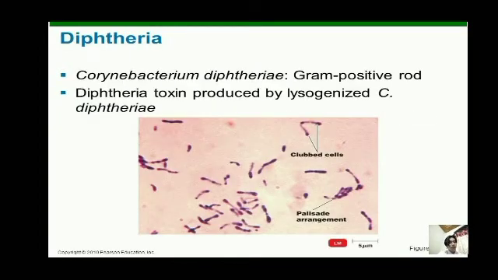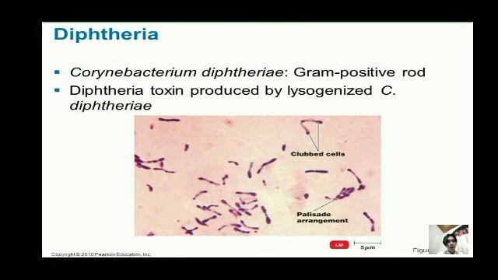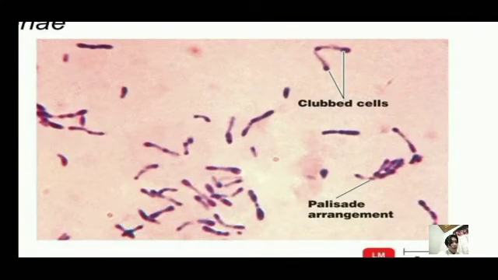And then the next one is diphtheria, caused by Corynebacterium diphtheriae, a gram-positive rod. Diphtheria toxin is produced by lysogenized Corynebacterium diphtheriae. So here is the microscopic view of Corynebacterium diphtheriae. The organisms can be pleomorphic. Pleomorphic means their size or shape are not all the same.